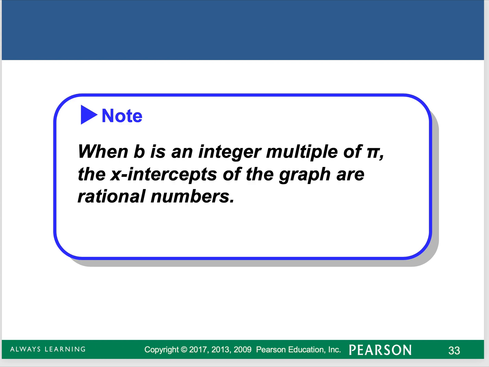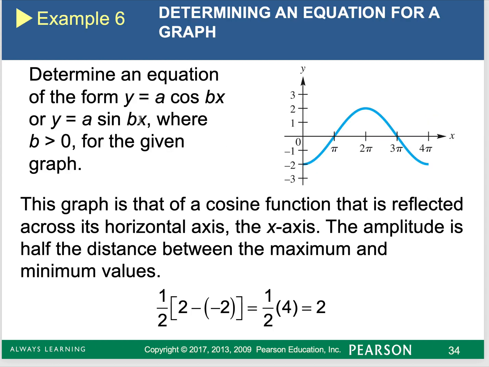When b is an integer multiple of pi, it's really nice because we're going to have x-intercepts that are rational numbers. So if I'm looking at this graph and I want to determine an equation from the graph, the first thing I'm going to do is look at the amplitude. Well, I'm going from -2 to 2. So that tells me that a is 2. And I started below the axis, so that's going to tell me that my a is -2.